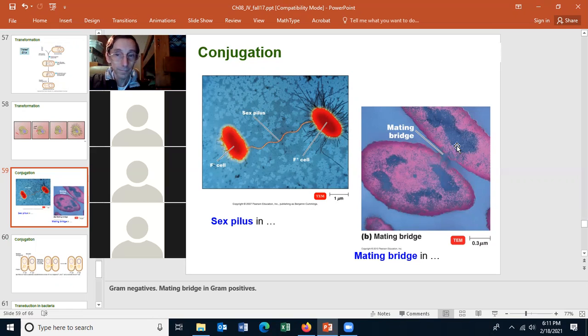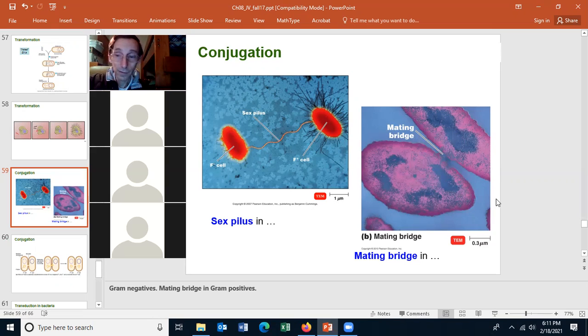All right? And don't ask me what happens to the cell wall. I don't know. I'm not an expert on conjugation in gram-positives, but when this happens, we call that a mating bridge in gram-positives, where the cytoplasm and the ingredients in the cytoplasm can move from one cell to another. Okay? All right, any question about any of that?